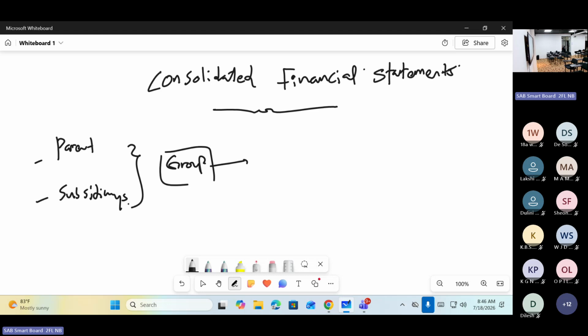Because these pre-acquisition entries will impact the goodwill calculation.